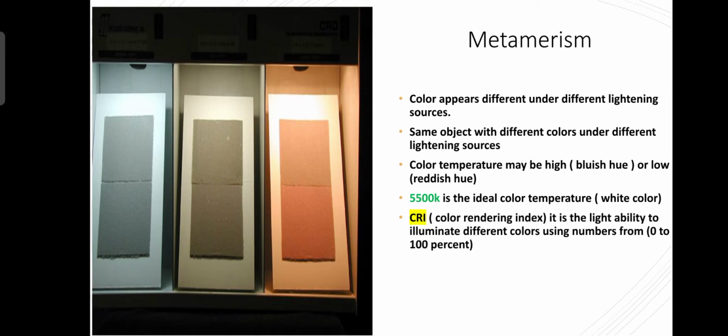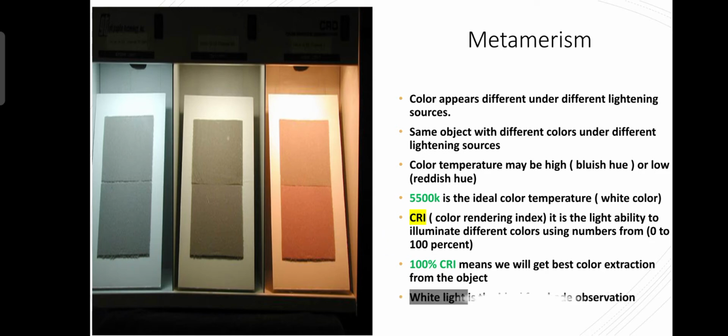CRI means color rendering index. It's the light's ability to illuminate different colors, using numbers from 0 to 100. The ideal is 100% CRI, where we will extract the best color from the object. So white light is ideal for shade observation, and the white light characteristics are 5500 K and 100% CRI.